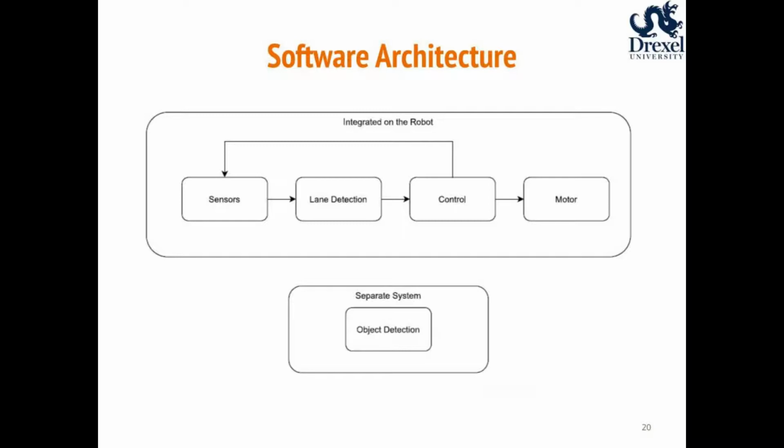On the robot, we have sensors taking in information and feeding that information to the lane detection algorithm. This, in turn, outputs the information we gathered from our lane detection algorithm and feeds it into the controls. The controls will also feed information back into the system and give instructions to the motor to act accordingly. On a separate system, the object detection is able to accurately label the objects that the vehicle will have to avoid, such as cars and signs.